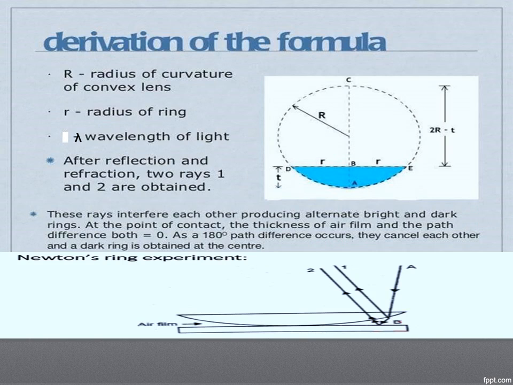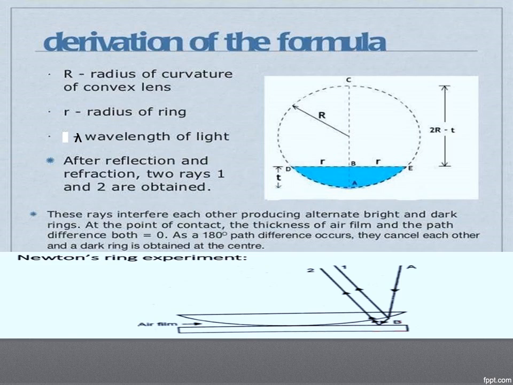Now we will derive a formula for the radius of the nth bright and nth dark ring. For this we consider a plano-convex lens which is placed on a glass flat surface or a glass plate. Let the radius of curvature of the convex lens be capital R and the radius of the ring be small r. The wavelength of light which is used here is lambda.